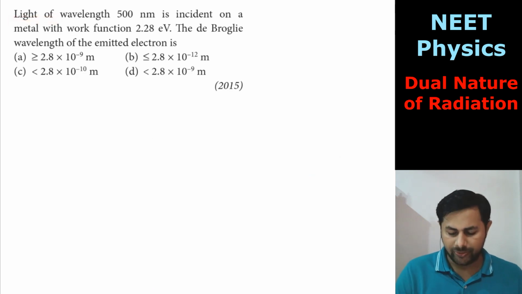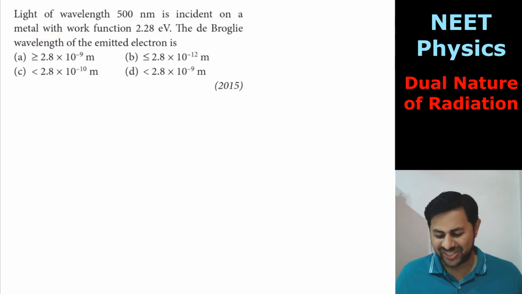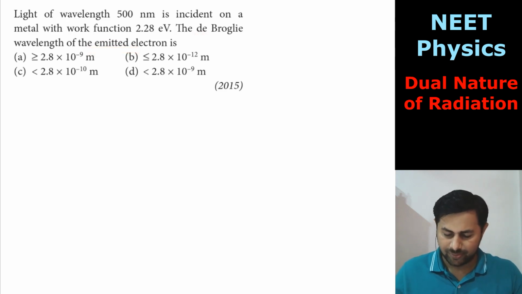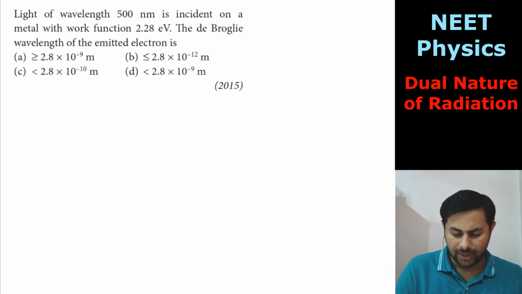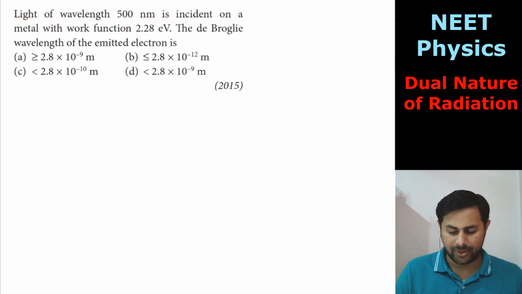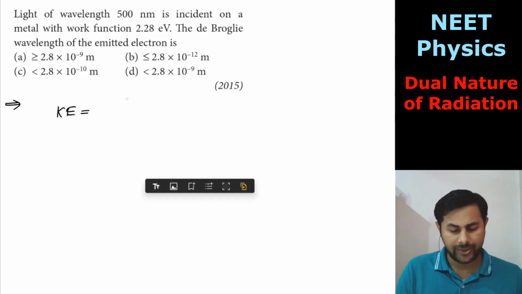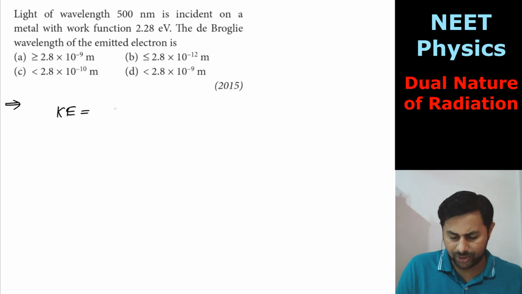everyone. Light of wavelength 500 nanometer is incident on a metal with work function of 2.28 electron volts. The de Broglie wavelength of emitted electron is, okay. Yeah, so you will find out kinetic energy, right? Light of wavelength 500 nanometer is incident on a metal with work function of 2.28 electron volts. The de Broglie wavelength of emitted electron is, simple. So just find out kinetic energy, and that is what? It is energy of a photon, okay.